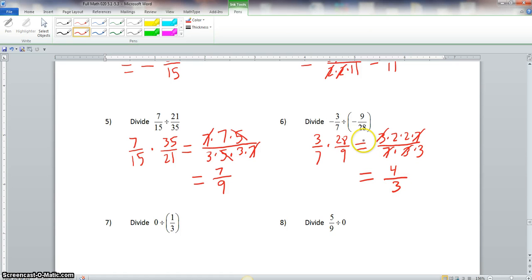Now we were not asked to make this into a mixed number, and we did not start off with a mixed number. So this simplified version of this improper fraction is fine.